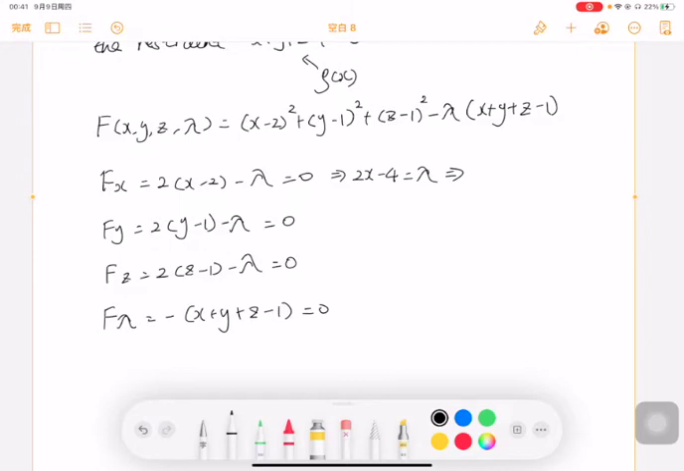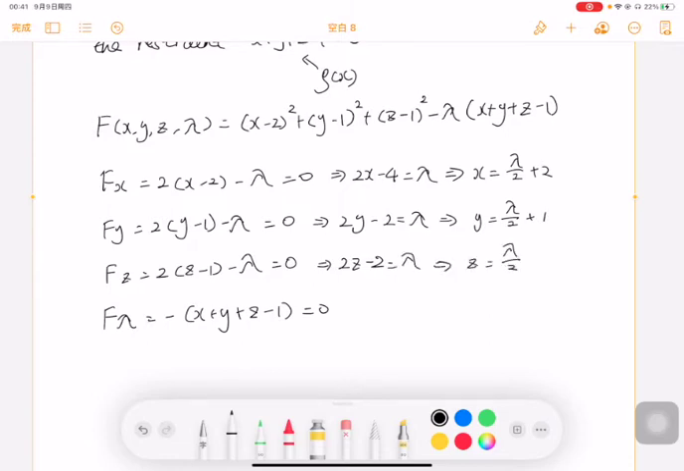Okay, so 2x minus 4 equals lambda, and of course 2x equals lambda plus 4, divide everything by 2, you get x equals lambda over 2 plus 2. And this is 2y minus 2 equals lambda, and you get y equals lambda over 2 plus 1. And similarly, 2z minus 2 equals lambda, and z equals lambda over 2 plus 1.